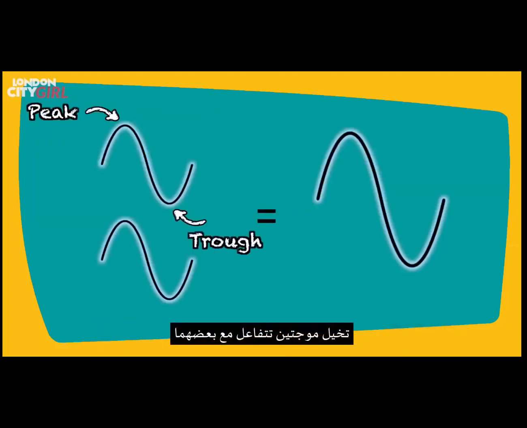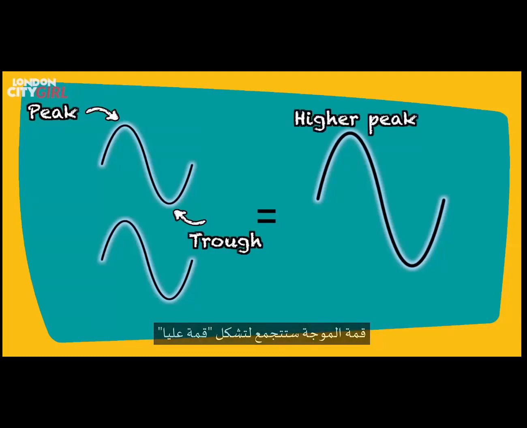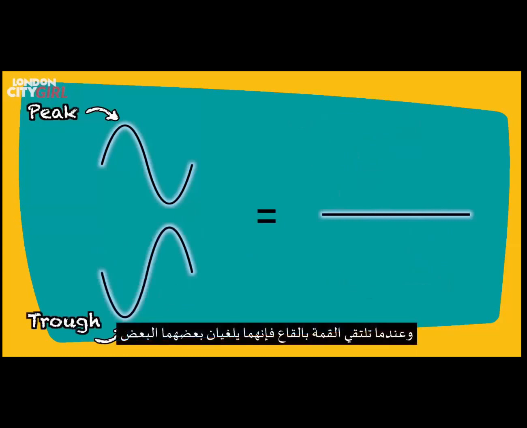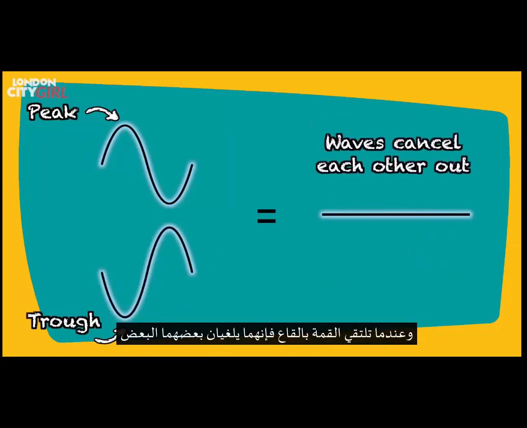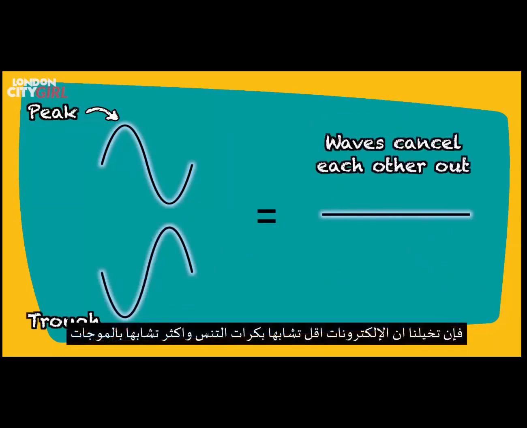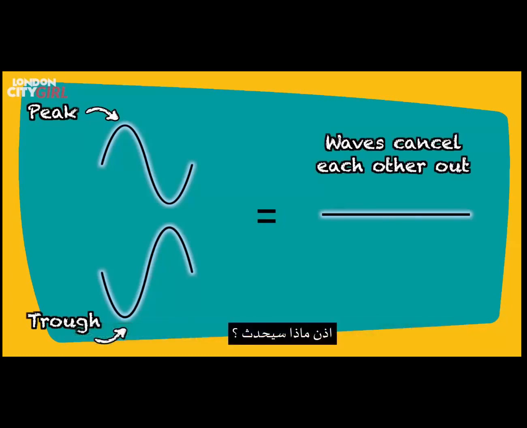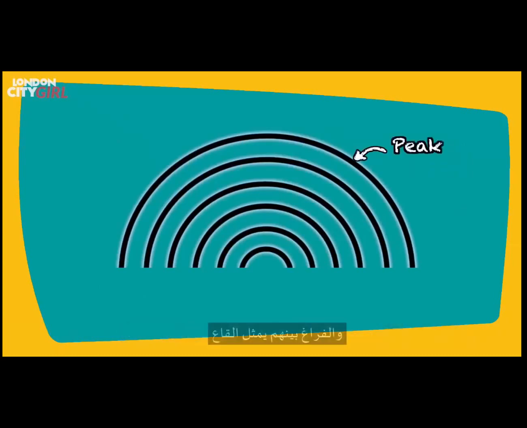Imagine we have 2 waves that interact. The peaks of the waves will combine to form a higher peak, and the troughs will combine to create a deeper trough, and when a peak and trough meet, they will cancel each other out. So if we imagine that our electrons are less tennis ball-like and more wave-like, then what happens? This is a wave from above. The black lines represent a peak, and the spaces in between are the troughs.